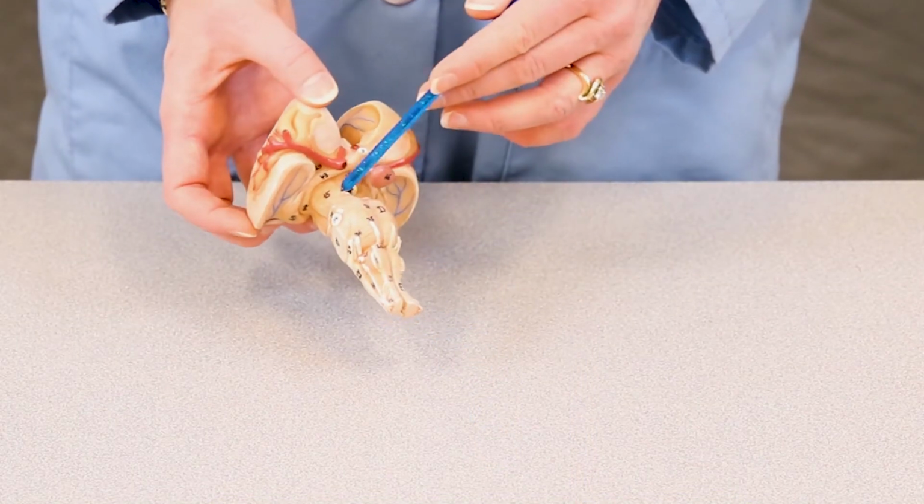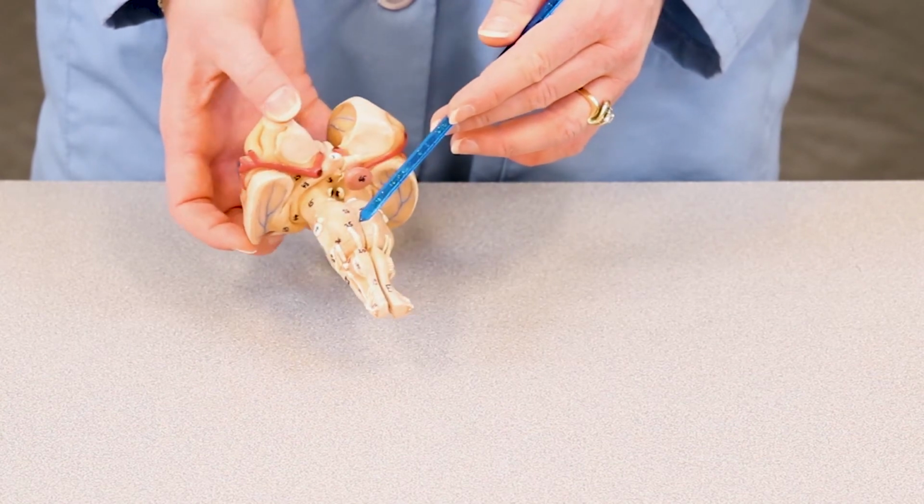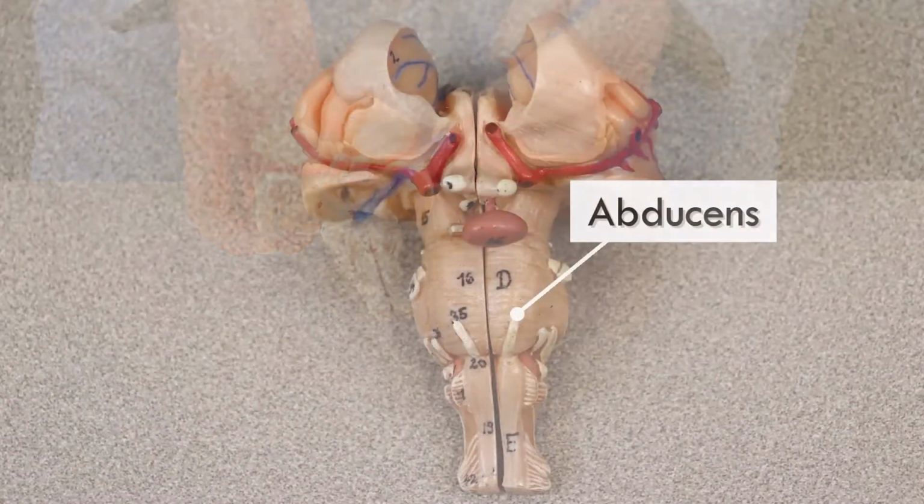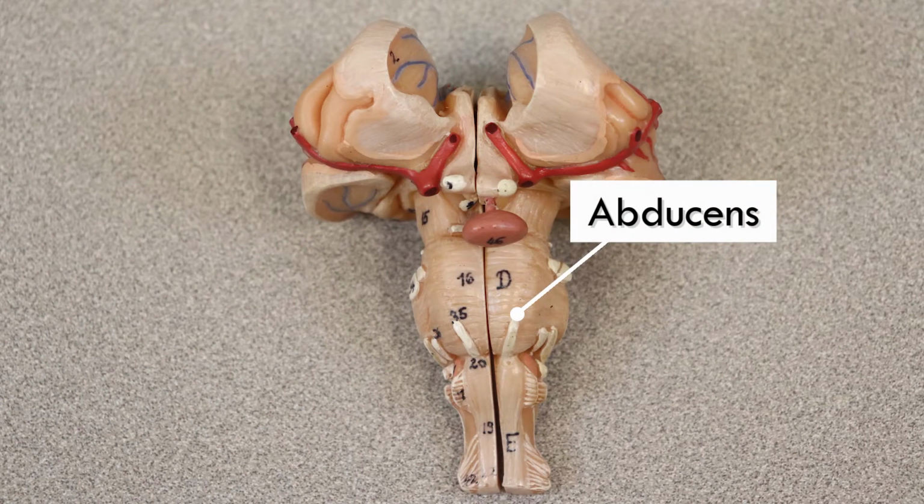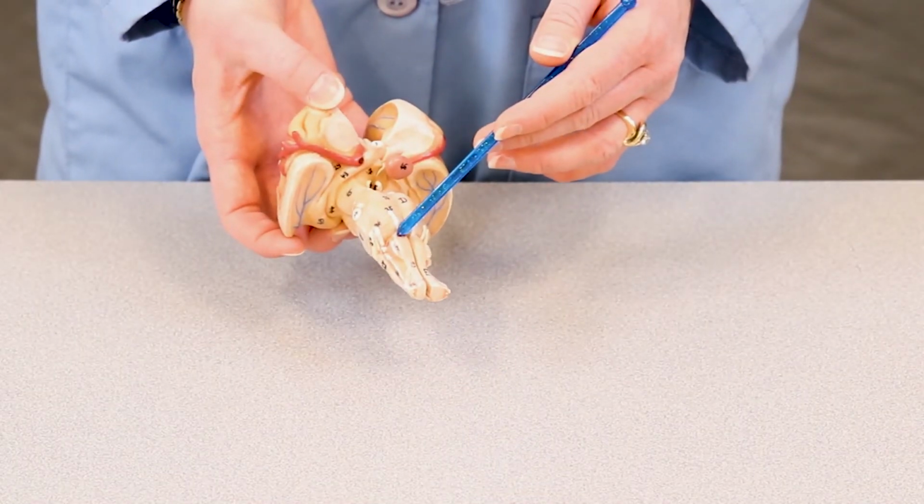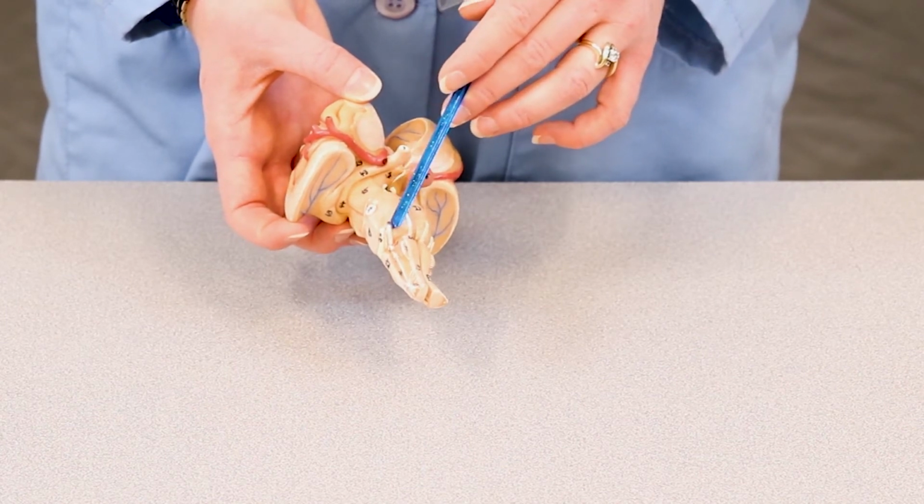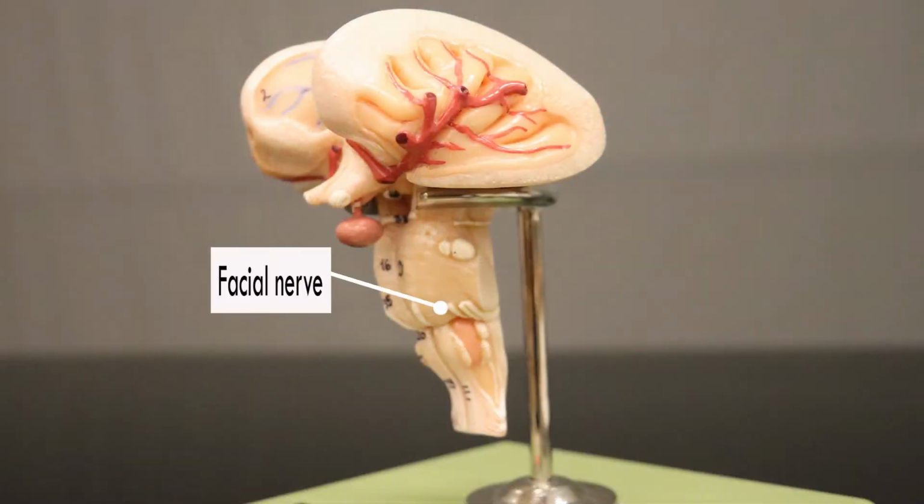Okay, continuing to move down, but now we're going to the midline here. This is cranial nerve 6, abducens. Abducens innervates the lateral rectus muscle. And then we'll go back out. 7 and 8 are right next to each other here. Cranial nerve 7 is the facial nerve.